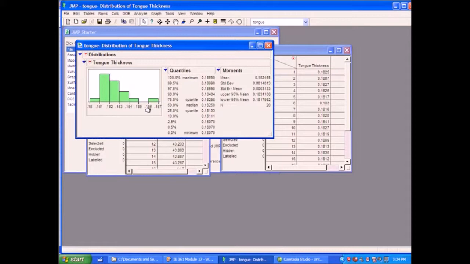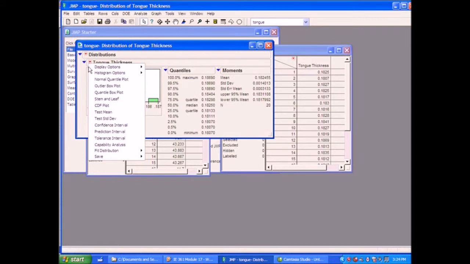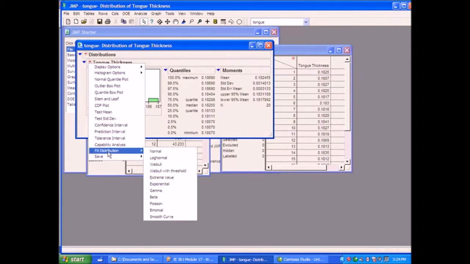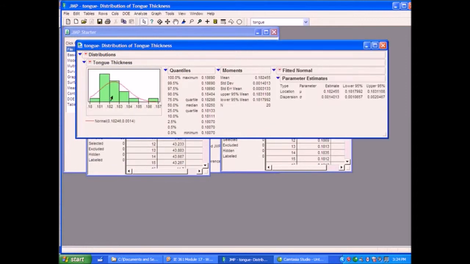So I expect that when I do a normal plot of this data set, I'll see something in the plot that corresponds to that right skewness. Now here's how in JMP I go about making a normal plot. I can come to this tongue thickness red triangle, come down here to fit distribution, and fit a normal distribution.